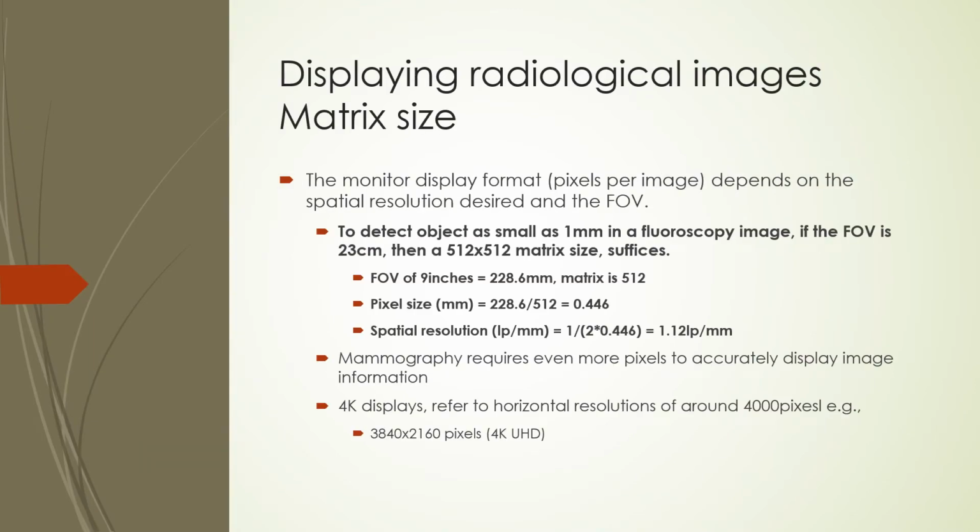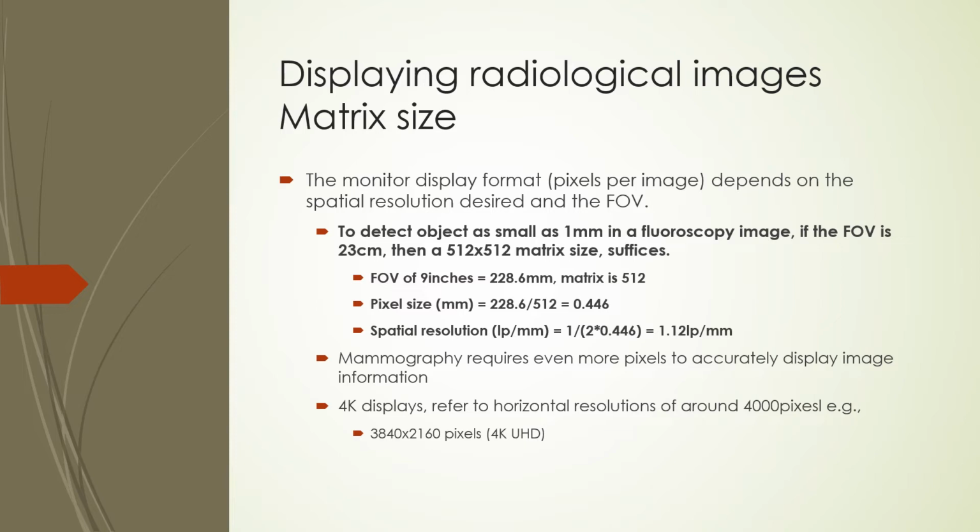On the previous slide, I talked about a rectangular or square array of picture elements called pixels. The display format of a monitor, that is the number of pixels per image, depends on the spatial resolution desired and the field of view. To detect objects as small as 1 mm spatial resolution in a fluoroscopy image, if the field of view is 23 centimeters, then a 512 by 512 matrix size will suffice. The spatial resolution in this case is 1.12 line pairs per millimeter as we calculated in a previous lecture. You can see that calculation on this slide again.